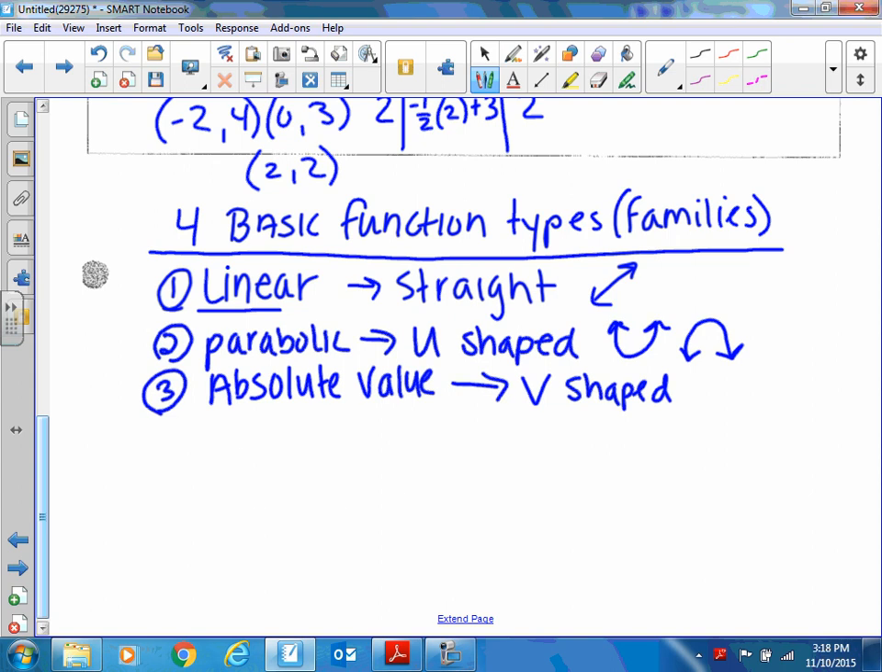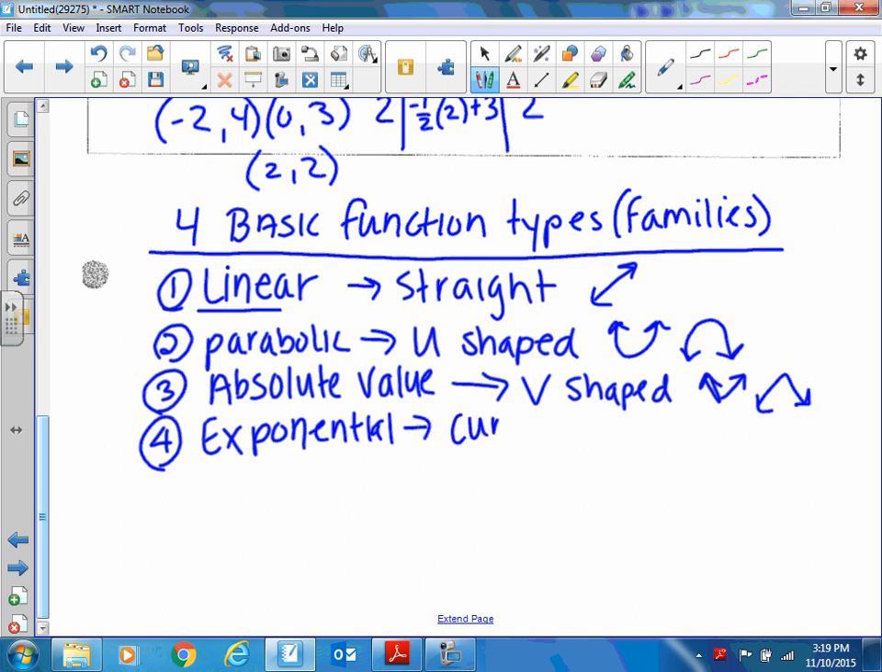And again, it could be this way or this way. And the final one is exponential. And exponential graphs are curved. And they usually start off slow, and then make a dramatic turn.